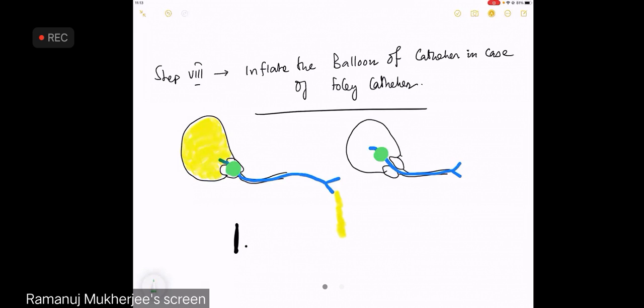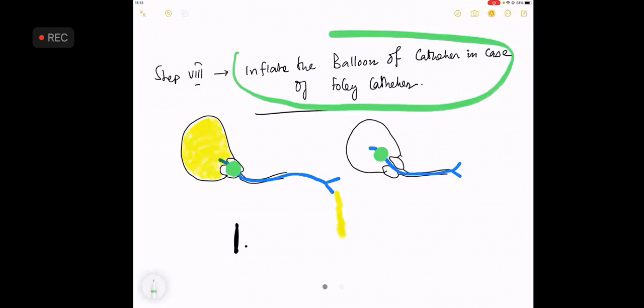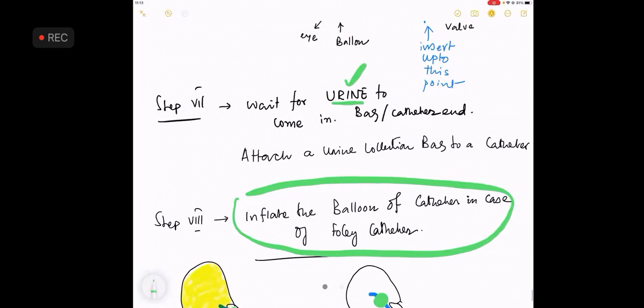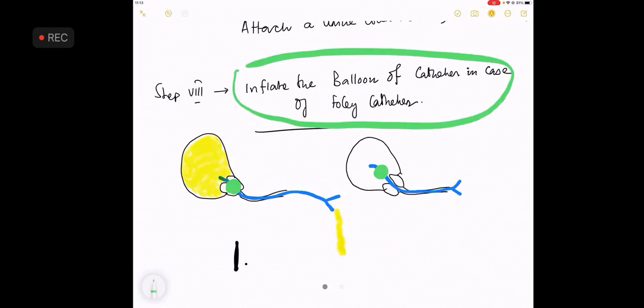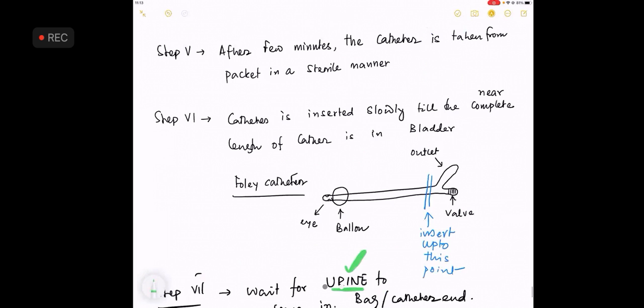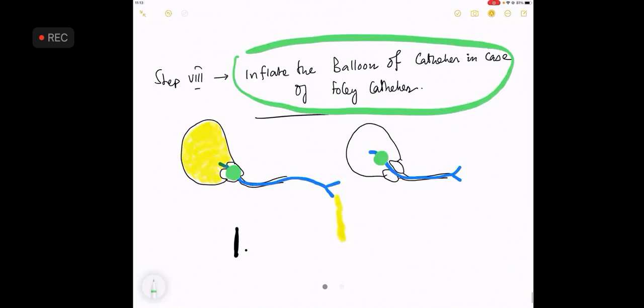So please remember, do not only wait for the urine. Two points always to remember. Always inflate the balloon of a Foley catheter after the urine has come. Number 1, that will make you sure that you are partly in the bladder. But another important point, please remember the catheter must be inserted till the full length of the catheter is in the bladder, like this picture. This is the right way to do this. This is the wrong way to do this.